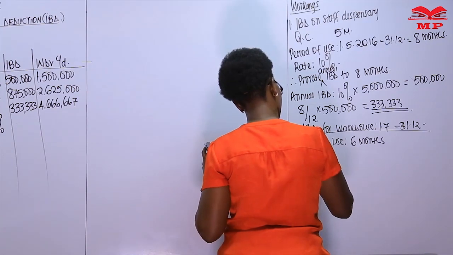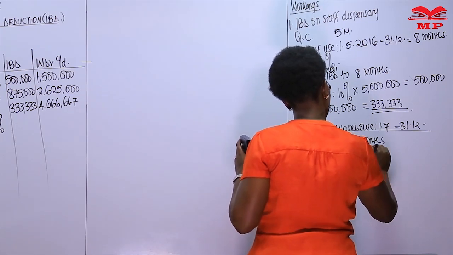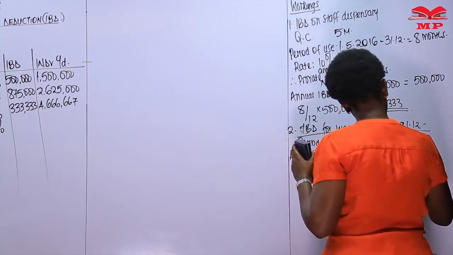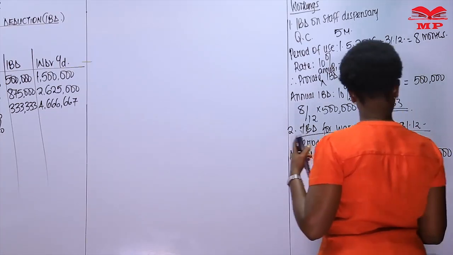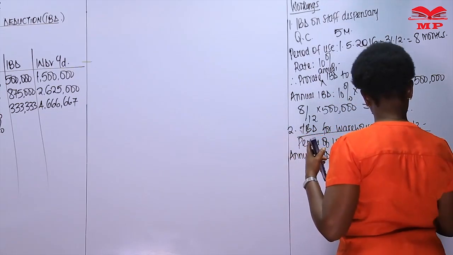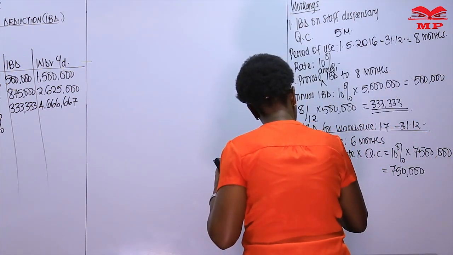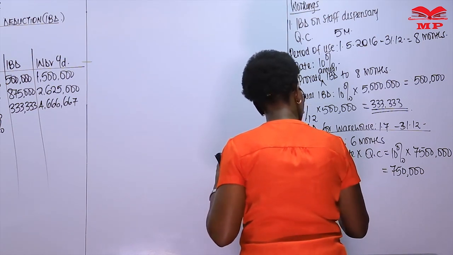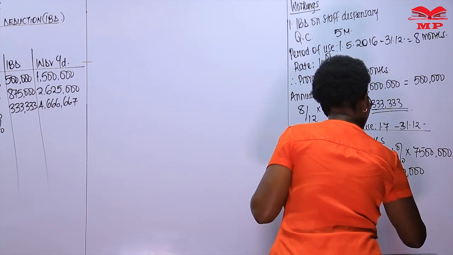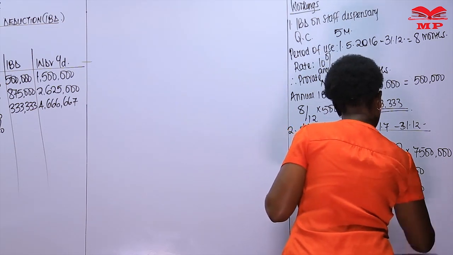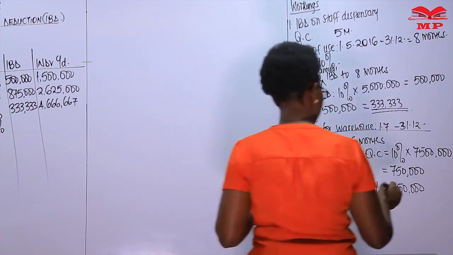So the annual IBD is equal to the rate, which is 10%, times the qualifying cost. This is 10% of 7.5 million. So this gives us, we cancel 1, we get 750,000. So prorate to 6 months. This is 6 over 12 times 750,000. So that is just like 750,000 divided by 2, which is 375,000.